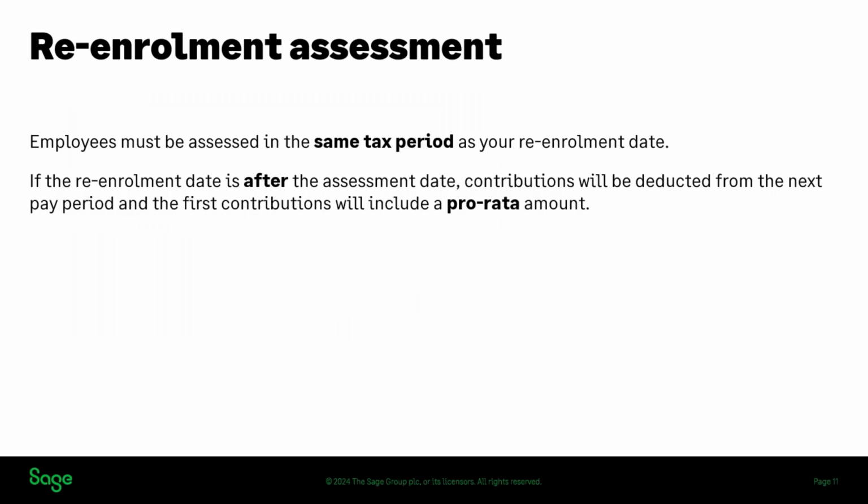So next thing you'll need to do is to run an assessment, and the pension assessment option within the pensions module will do this for you. Employees must be assessed in the same tax period as your re-enrolment date. So the tax periods for the pensions module align to, pay reference periods align to tax periods. So if you are paying monthly, for example, you need to look at the pay date that falls in the tax month that your re-enrolment date is in.